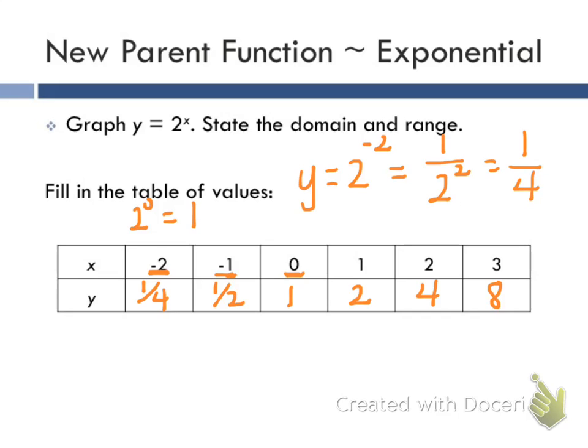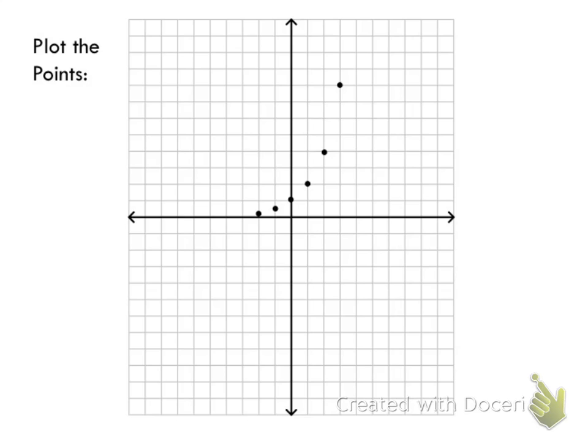Okay, so these are the points that we want to graph. -2, 1/4; -1, 1/2; and so on. So when I plot those points, my points end up looking like this. And when I now draw a smooth graph through those points, my graph will look like this. So this is the general shape of an exponential function.